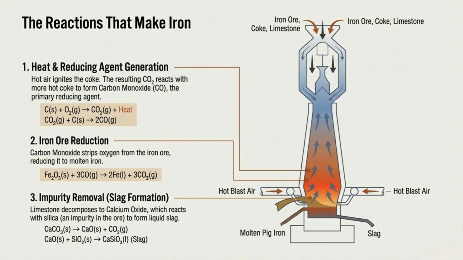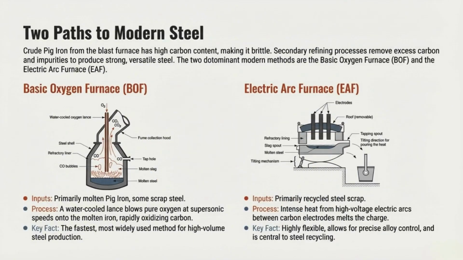We tap the slag off for use in road building, while the heavy, molten pig iron is collected at the very bottom. Pig iron is about 4% carbon, which makes it very brittle. If you hit it with a hammer, it shatters. To make steel, we must reduce that carbon to less than 1%. In the basic oxygen furnace, BOF, a lance lowers into the molten iron and blows pure oxygen at supersonic speeds. This burns off the excess carbon as gas.